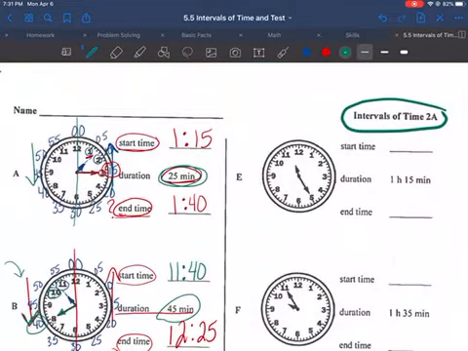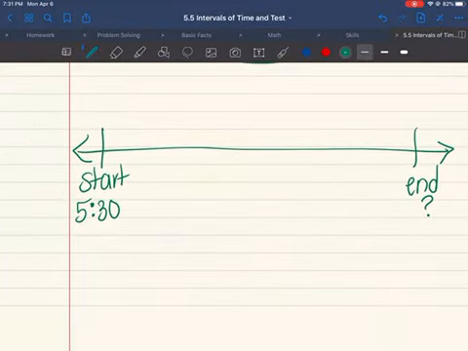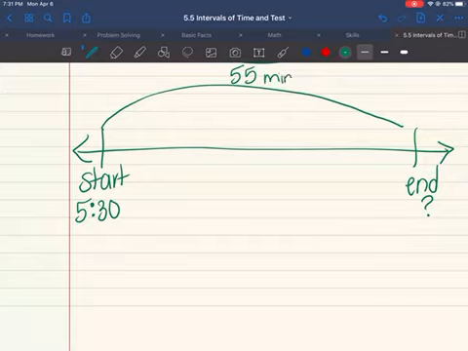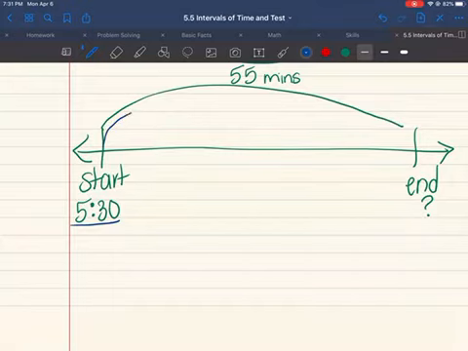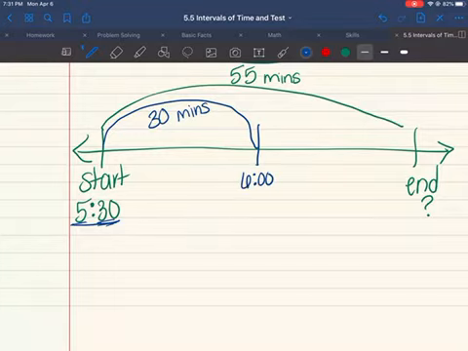Remember that we do not know our end time. But we do know that it took 55 minutes. It took 55 minutes. That was the duration. So if I'm at 5:30, I'm actually going to add 30 minutes. So I'm going to go ahead and do a hill, and I'm going to do 30 minutes. So if I'm at 5:30 and I add 30 more minutes, that means the other half, I would get to 6 o'clock.